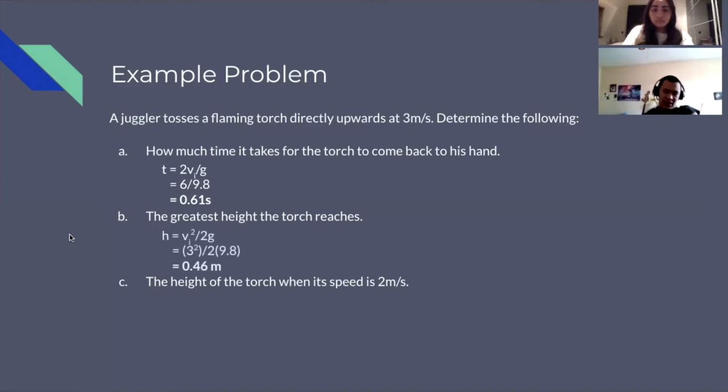The greatest height, you can also derive this from the other formulas, specifically the third formula, setting the final velocity equal to 0 and acceleration equal to g, and you get around 0.46 meters. And the height of the torch when its speed is 2 meters per second, using the third formula again, is 0.26 meters.